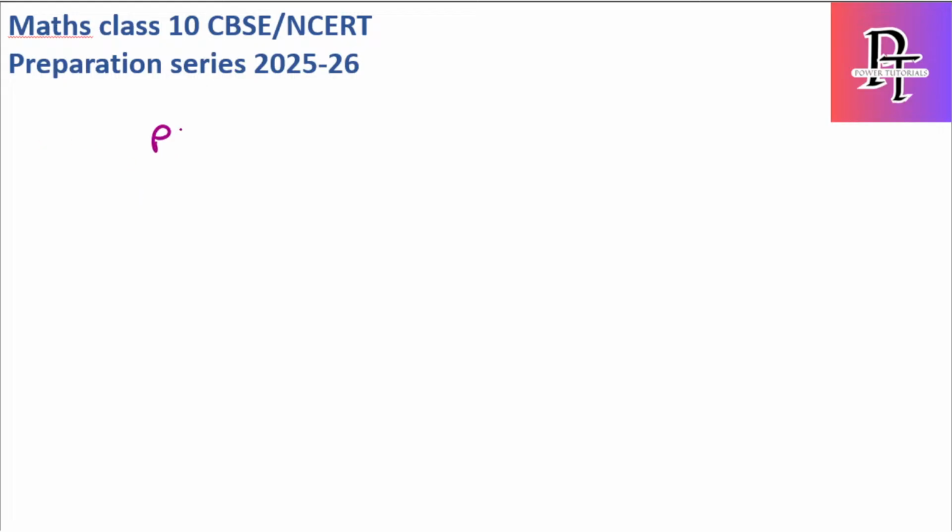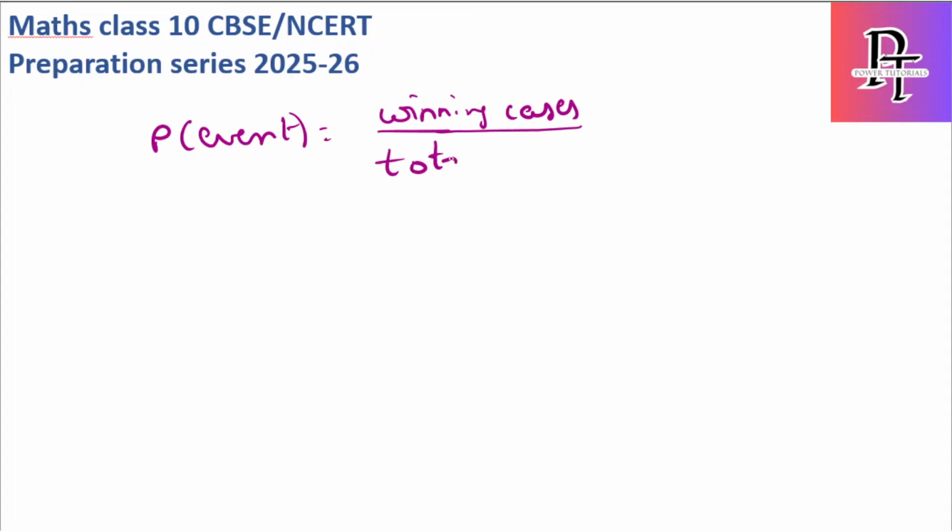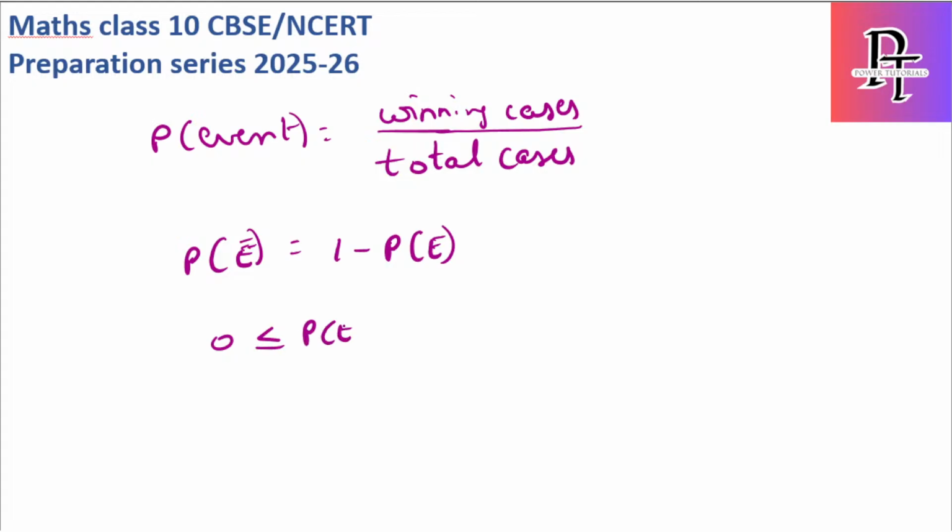So P of any event is nothing but the winning cases by total cases. Probability of not event is very easy, it is 1 minus P of event. Then we have the range of probability, which is always between 0 and 1. This is important.